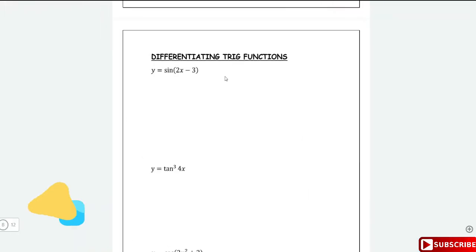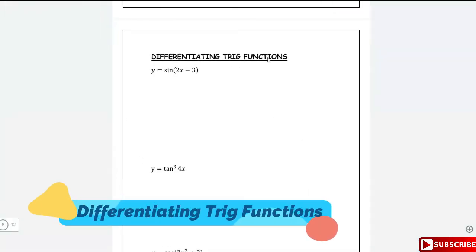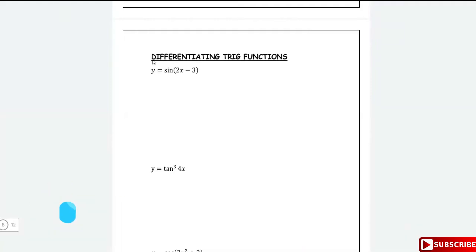All right, we're looking at how to differentiate trig functions. To differentiate trig functions, when you differentiate sine, you get cosine. So this is what we do. You're going to get dy by dx is equal to, when you differentiate sine, you get cosine of whatever is given. So you're just going to get cosine of 2x minus 3.